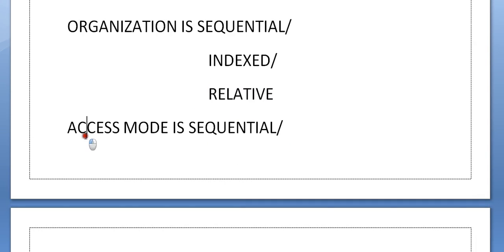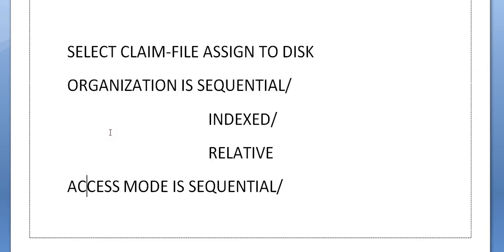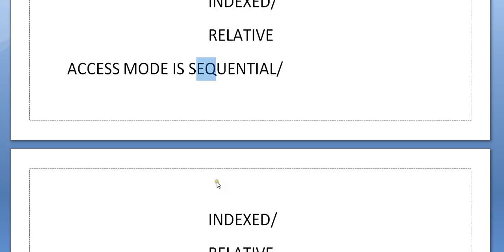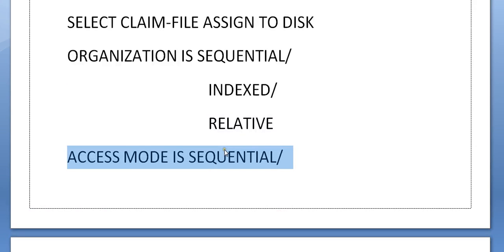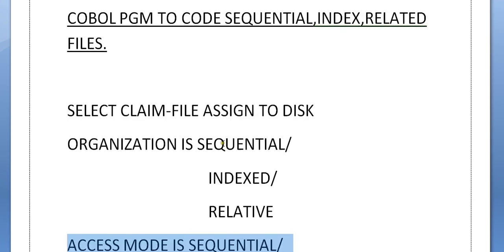Also the same thing with access mode: how you are going to access it, either sequentially, indexed, or relative mode. That is the point you need to mention while declaring a file in the input output section.